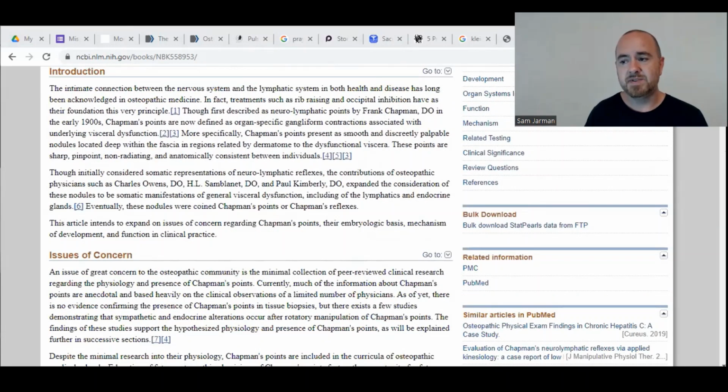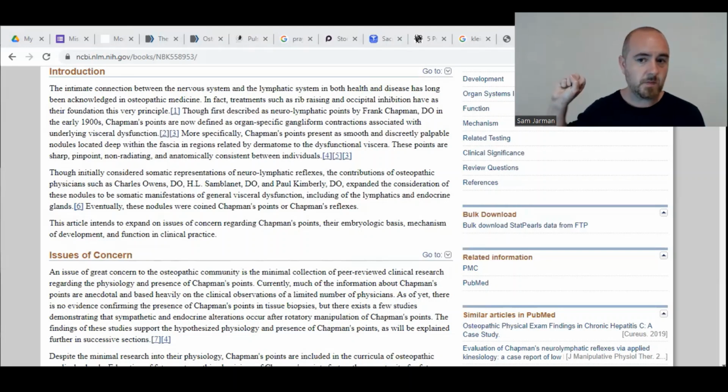The intimate connection between the nervous system and the lymphatic system in both health and disease has long been acknowledged in osteopathic medicine. In fact, treatments such as rib raising and occipital inhibition have as their foundation this very principle. Doesn't mean it's right, it's just the principle. Though first described as neurolymphatic points by Frank Chapman DO in the early 1900s, Chapman's points are now defined as organ-specific ganglioniform contractions associated with underlying visceral dysfunction. More specifically, Chapman's points present as smooth and discretely palpable nodules located deep within the fascia in regions related by dermatome to the dysfunctional viscera. These points are sharp, pinpoint, non-radiating, and anatomically consistent between individuals.